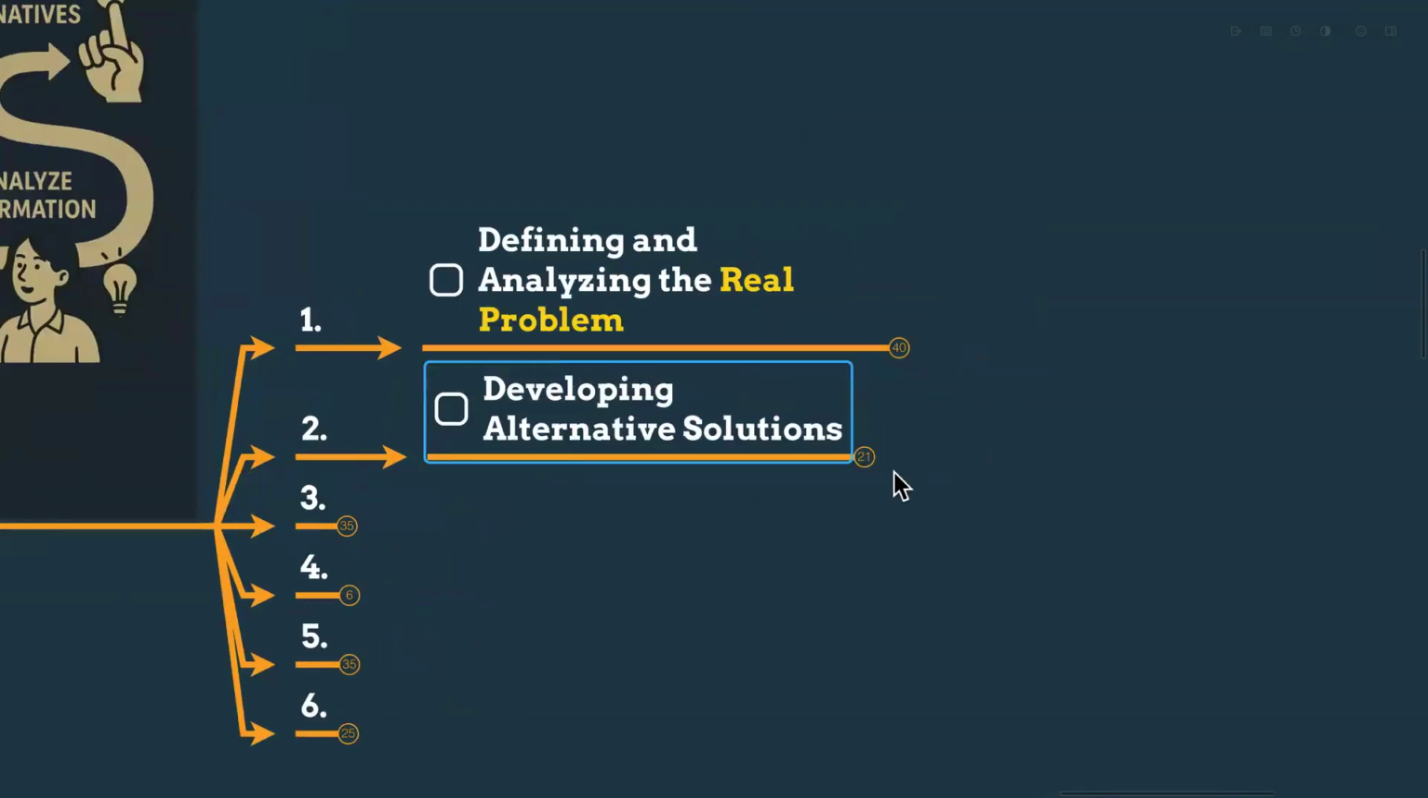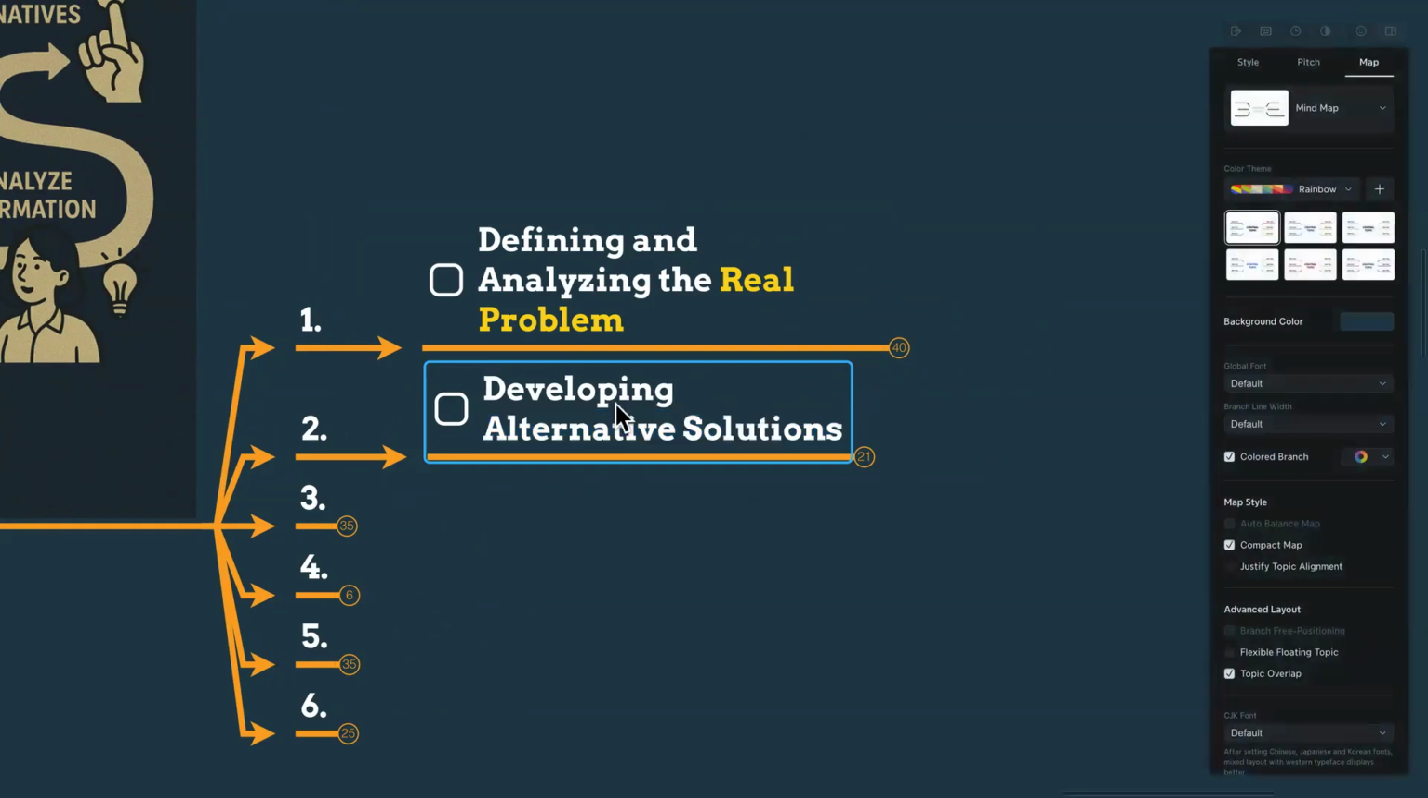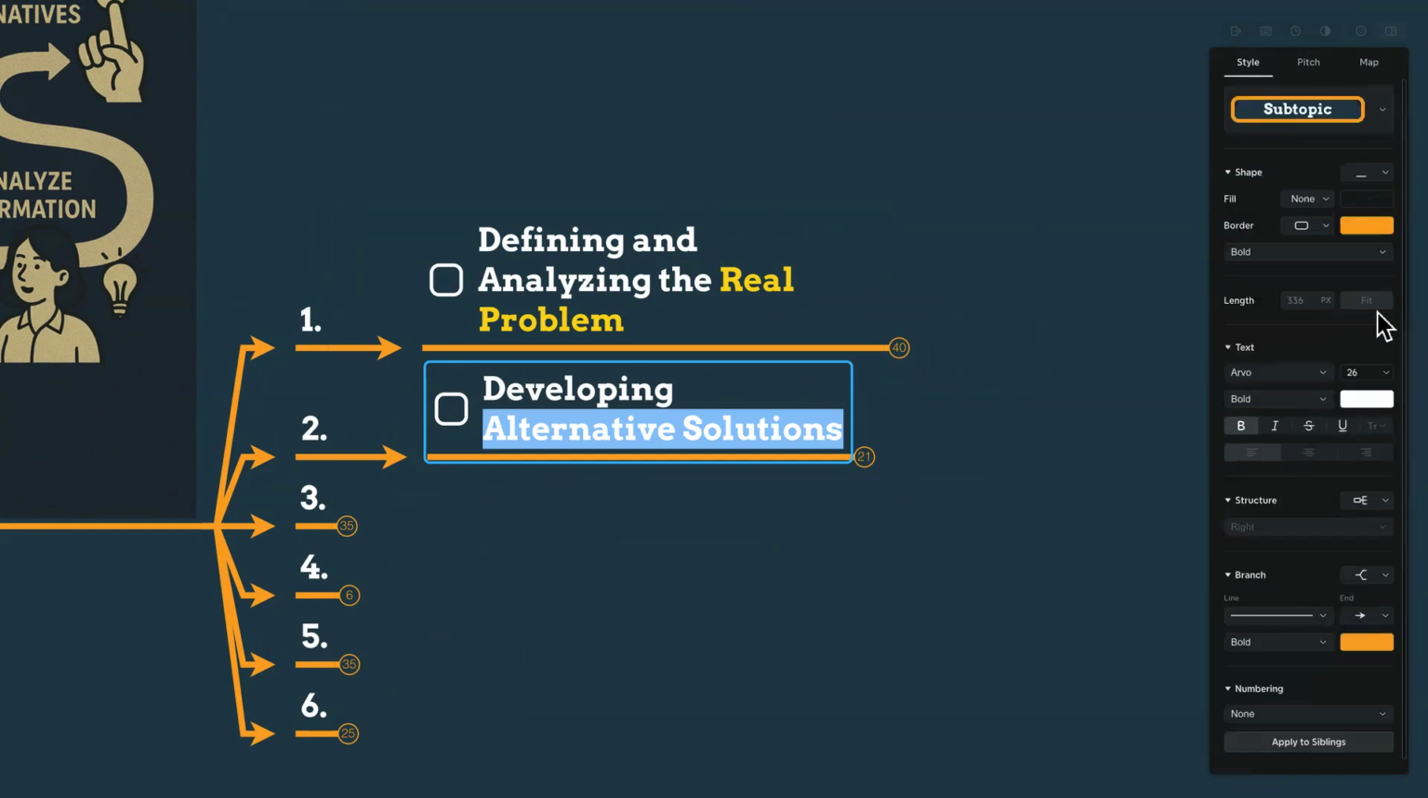And the second one is you have to develop some alternative solutions, right? So now you know what the symptoms are and what the real problem is.